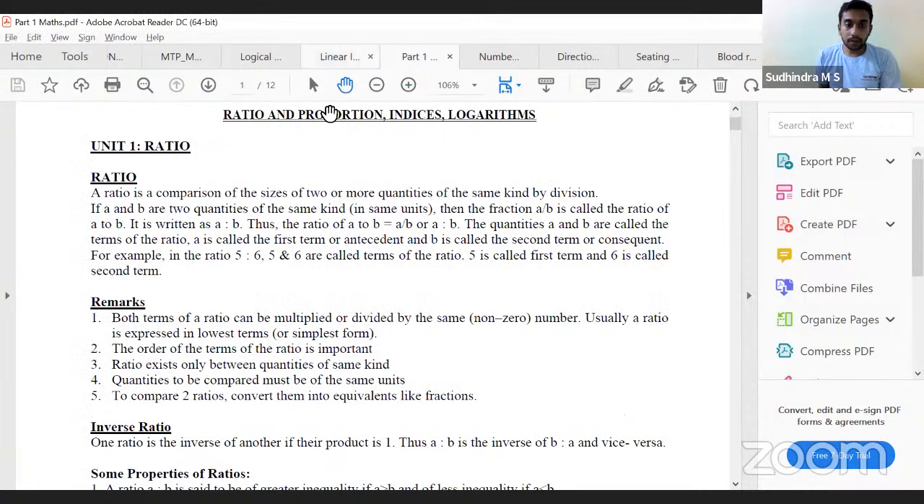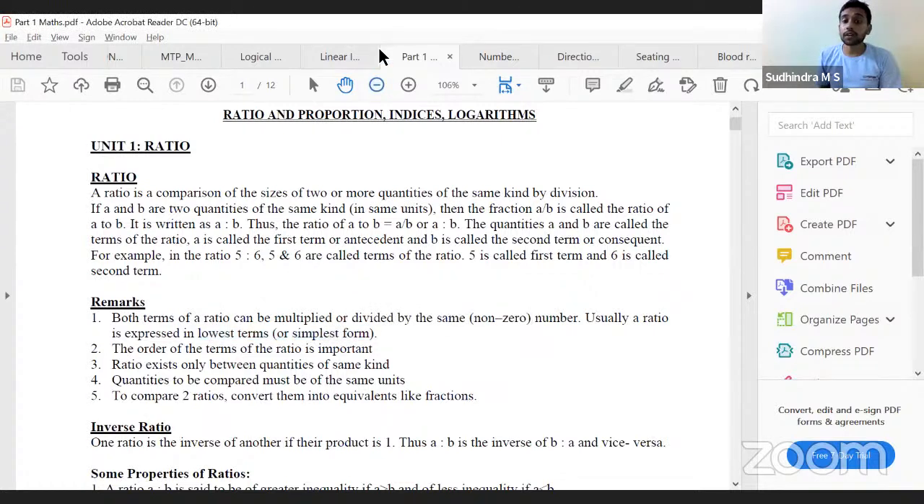Now, one of the properties is that both the terms of the ratio can be multiplied or divided by the same number. So if we have 2:3, we can multiply the ratio by 2 to get 4:6, which means the same, right? Or we can divide this by 2 and again get 2:3. So we can divide or multiply both the terms of the ratio, but it has to be by the same number, right? Usually ratios are expressed in the lowest term, the simplest form.